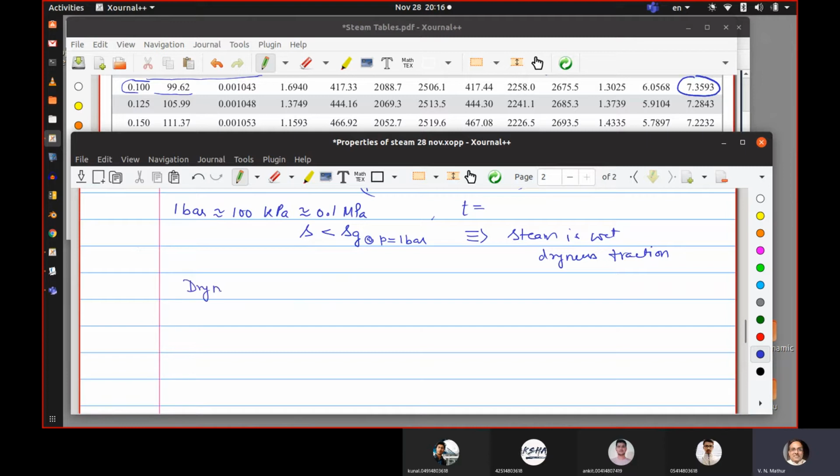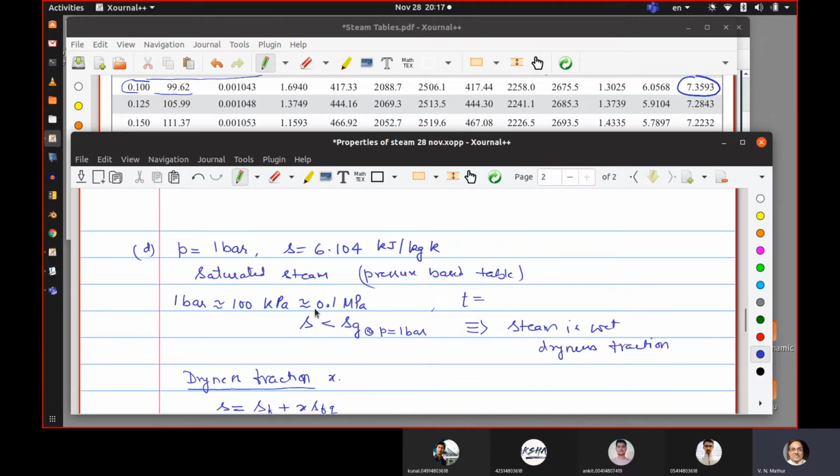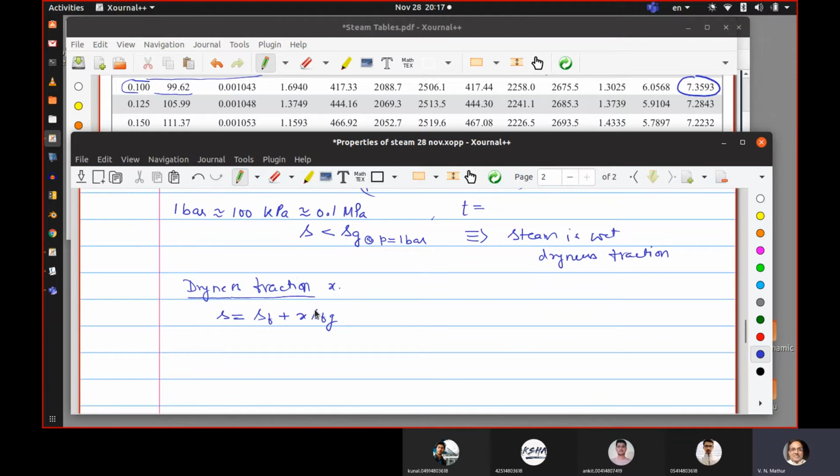So the first thing we should do is find out the dryness fraction. If it is wet, calculate the dryness fraction. If it is superheated, then calculate the degree of superheat. And how to find the dryness fraction? It can be calculated using any of the properties. This time entropy is given in the problem, so we'll use the formula for entropy. Entropy given in the problem is 6.104.